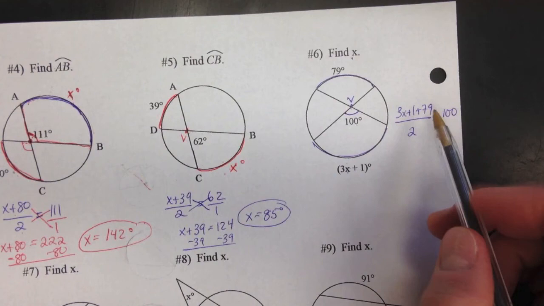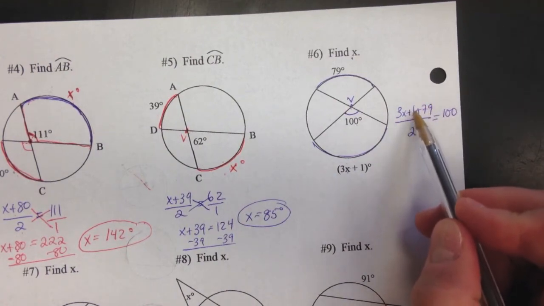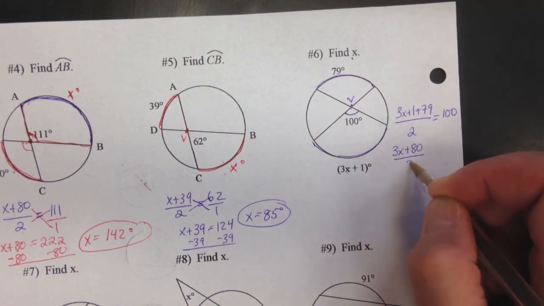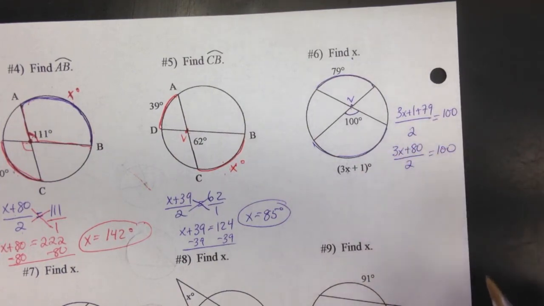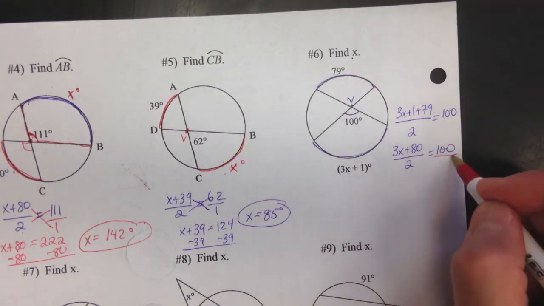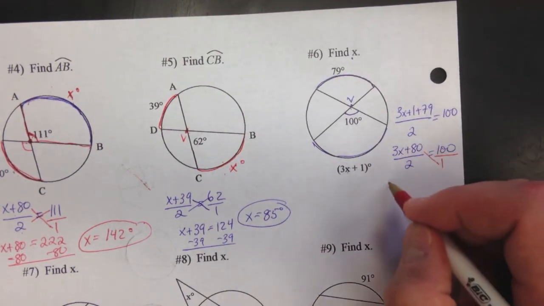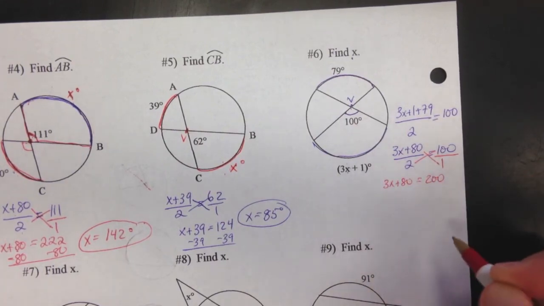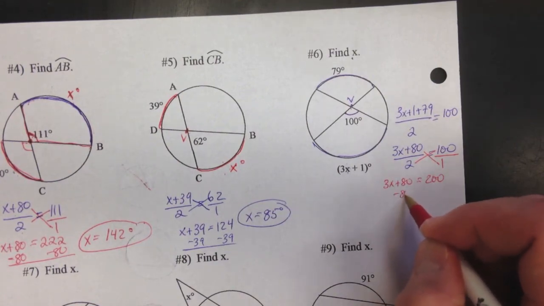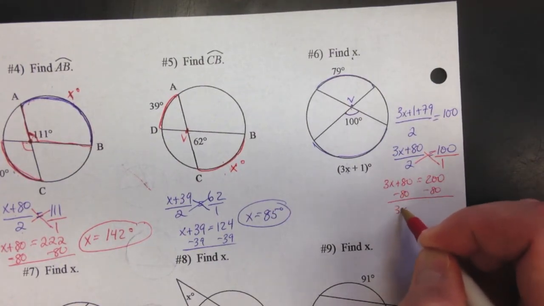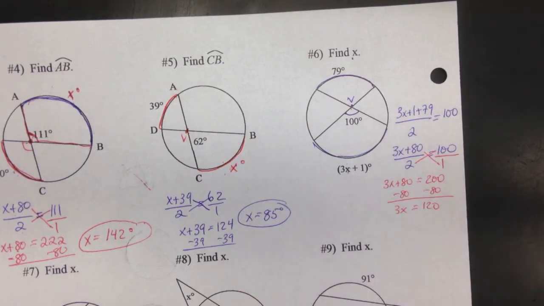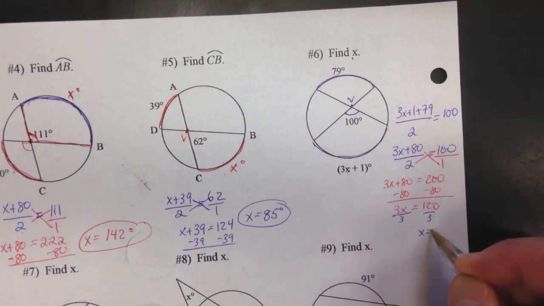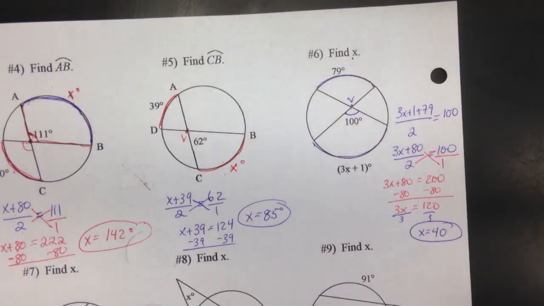Now before we cross multiply, I can simplify this numerator. I can do 1 plus 79, which is 80. So 3x plus 80 over 2 equals 100. Now we're going to cross multiply. I'm going to put this over 1. 1 times 3x plus 80 is 3x plus 80 equals 2 times 100, which is 200. Now to solve it, we'll go minus 80 on both sides. So 3x is 120. And then your last step, to undo the 3 times x, we'll divide by 3. X equals 40. And that's your solution.